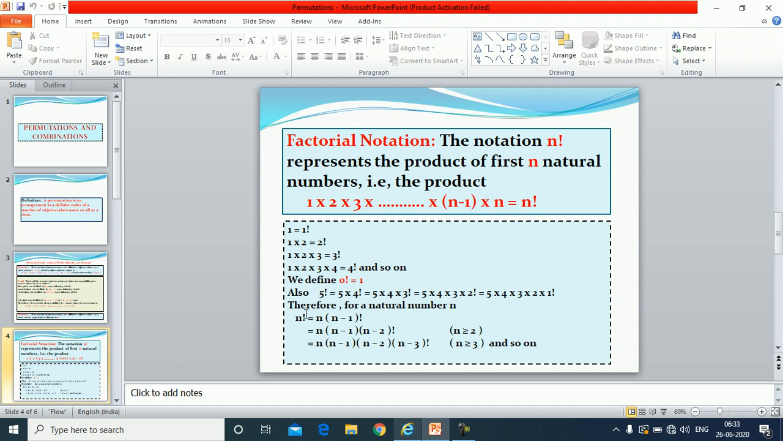So for natural numbers, as per our convenience, n factorial can at times be written as n into n minus 1 factorial, or it can be written as n into n minus 1 into n minus 2 factorial. Obviously over here the minimum value of n has to be 2, because if n is 2, this reduces to 0 factorial, and we define 0 factorial as 1. In the same way, you can see n factorial can be written in many ways.